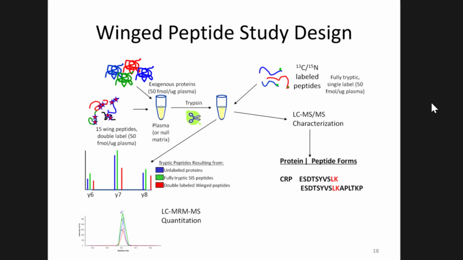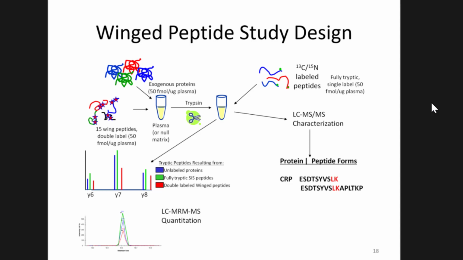Okay, so for this experiment, we had the light proteins that we spiked into plasma. We had the winged peptides that we call super heavy. We would digest and then add in the fully tryptic synthetic peptides at the end. And we would use those as a normalization for calculating how much of the winged peptides and the light peptides from the proteins came out.